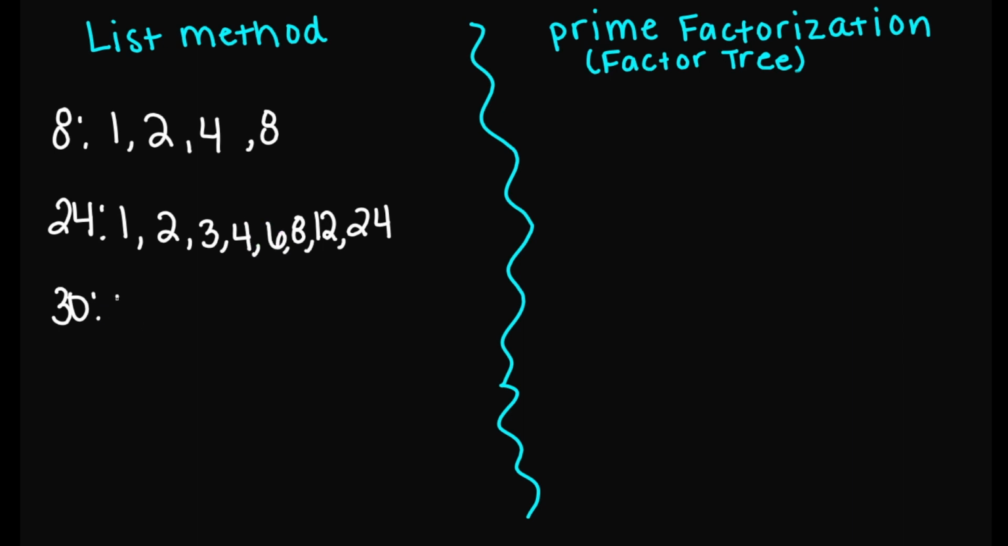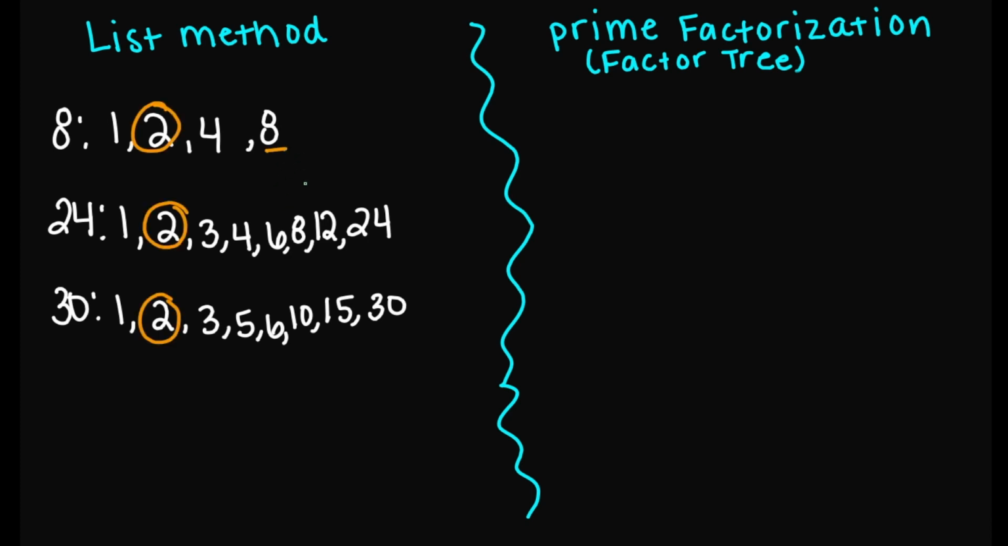For 30, we have 1 times 30. Then we have 2 times 15. Next, we have 3 times 10. And then we have 5 times 6. That's also going to give us 30. So the largest number that all of these numbers share, the common factor in all of these numbers, is going to be the number 2.